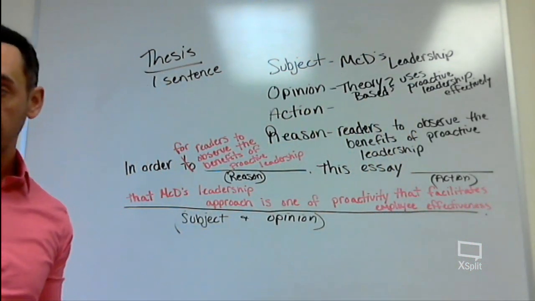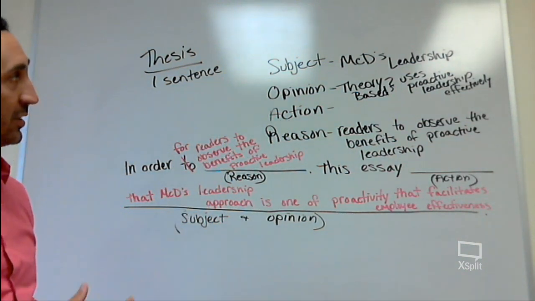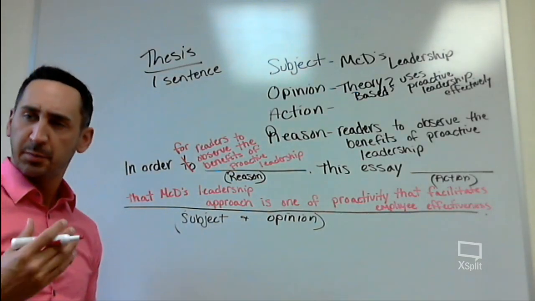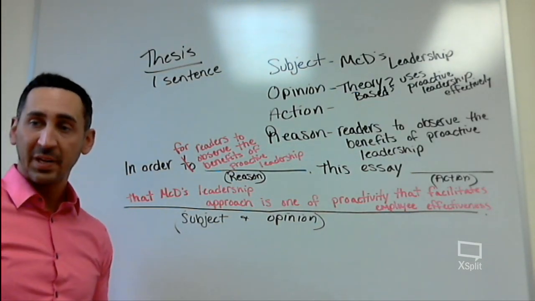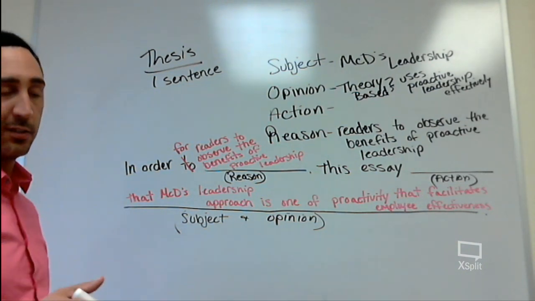Okay, so I kind of had to reword it a little bit just because it didn't really make sense as a sentence. You can kind of see we really have parts. McDonald's leadership uses proactive leadership effectively. And so I kind of explained it a little bit so that it could be sentence form, but now we have basically a complete thesis. We just have one more piece.